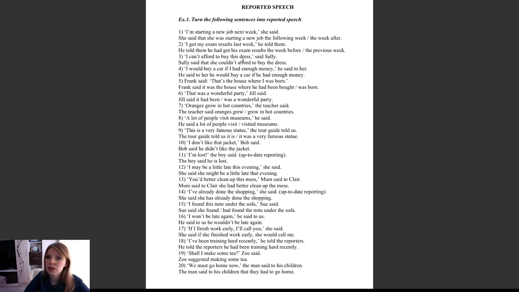Number four. I would buy a car if I had enough money, he said to her. He said to her he would buy a car if he had enough money. Here, you should pay attention that the original sentence was a conditional sentence.